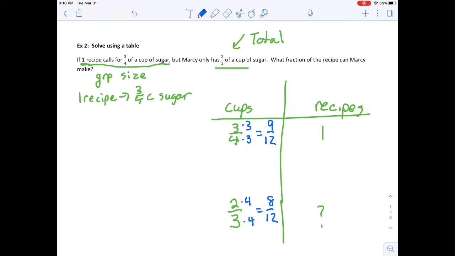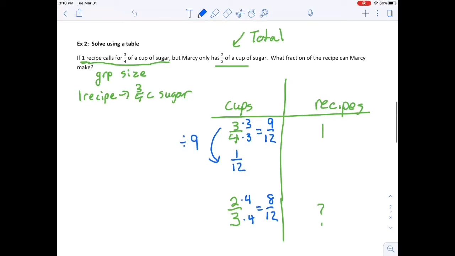Our first step is going to be to divide by 9, divide by the numerator. That gives us 1/12. Then we want to scale it up to our desired number of cups, so we're going to multiply by 8. 1/12 times 8 gives me 8/12.